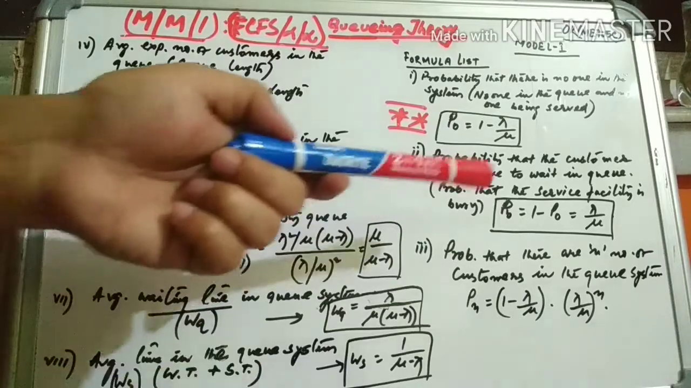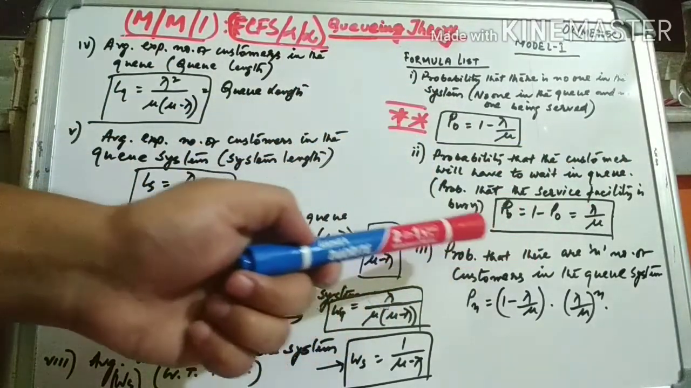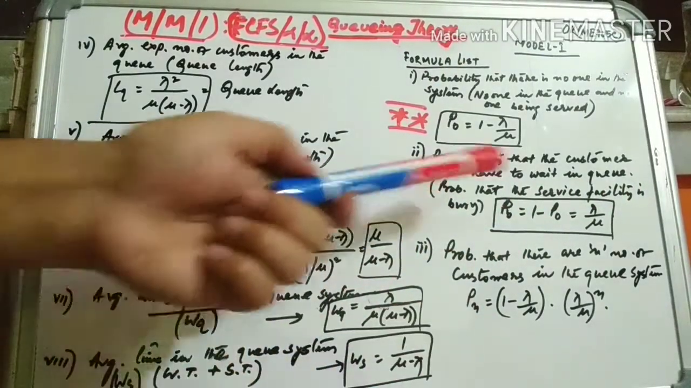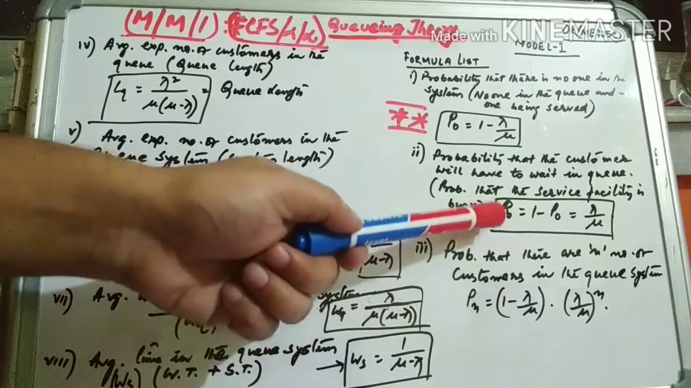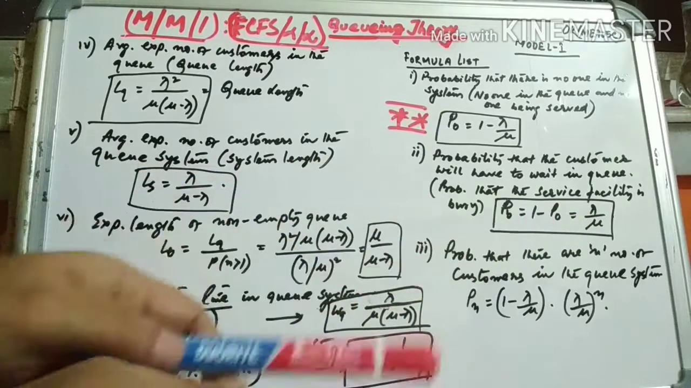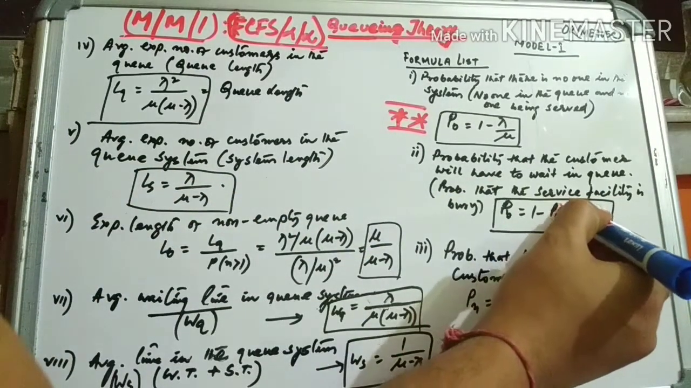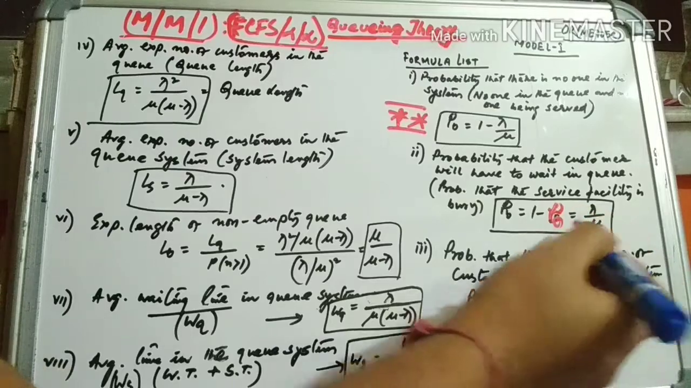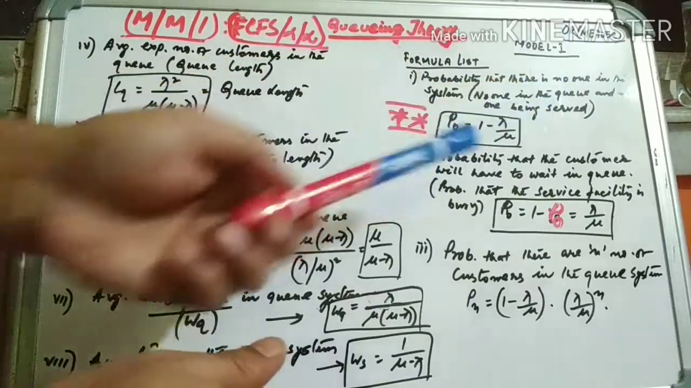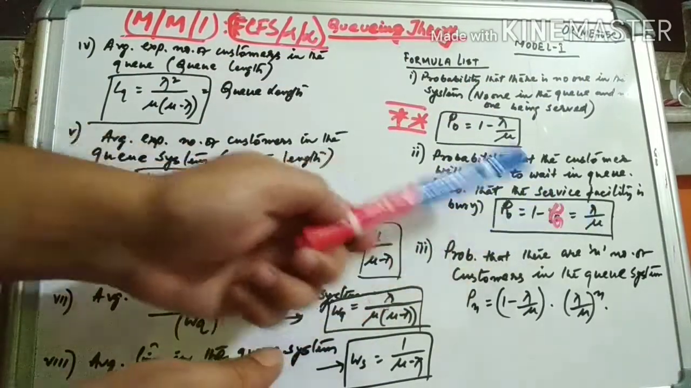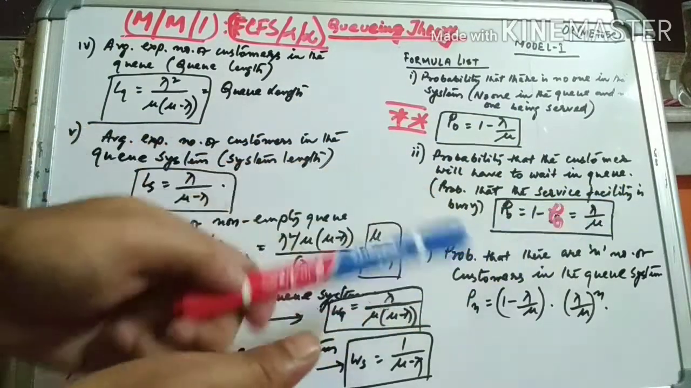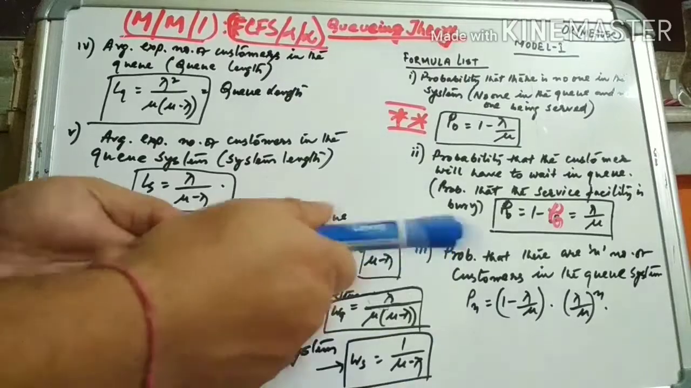Okay, so next is the probability that the customer will have to wait in the queue, which is also the probability that the service facility is busy. It is denoted by PB, and it is given by 1 minus P0. You already know P0 is 1 minus lambda by mu, that is the probability that there is no one in the system. So PB is 1 minus P0, that means 1 minus (1 minus lambda by mu), which is lambda by mu only. Okay. So these two are very important.